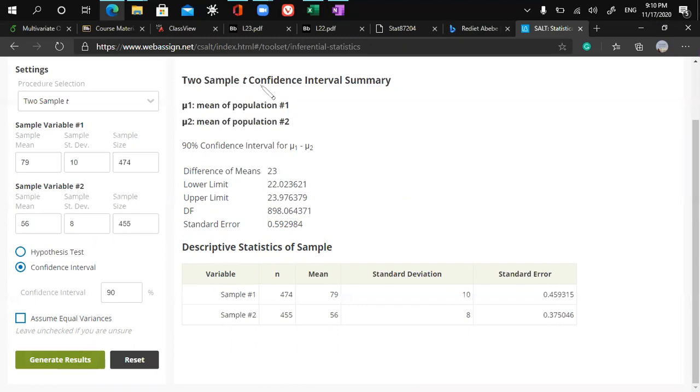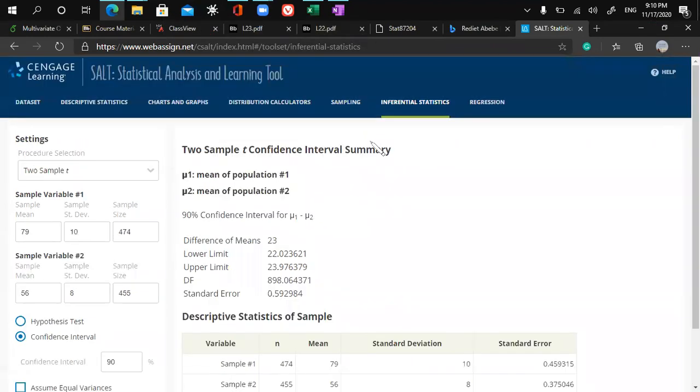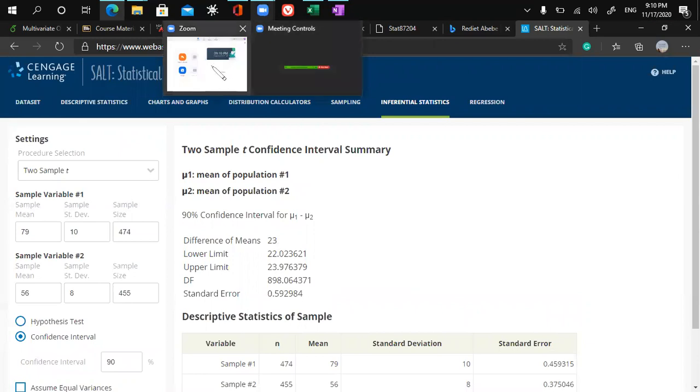But anyway, this is how we use the software or technology to perform a hypothesis test, or to construct a confidence interval.